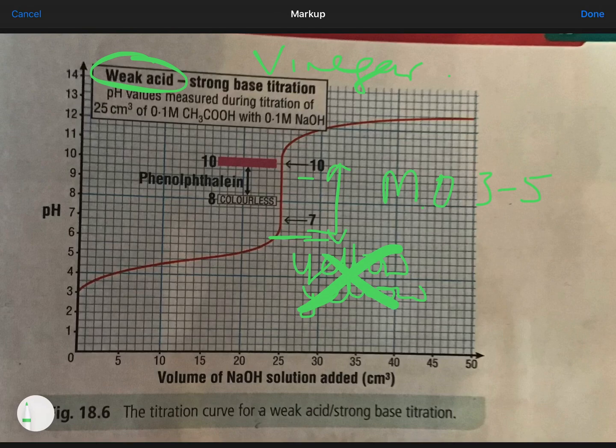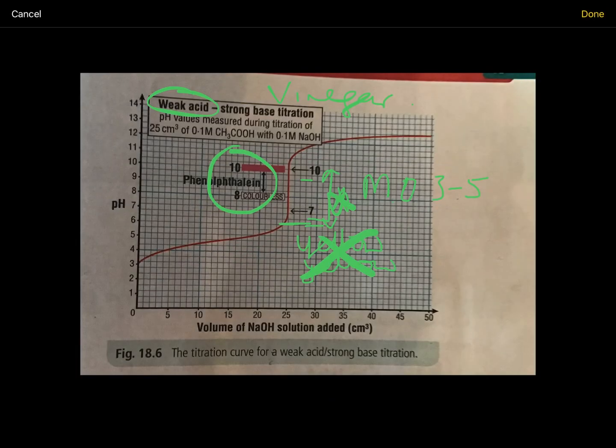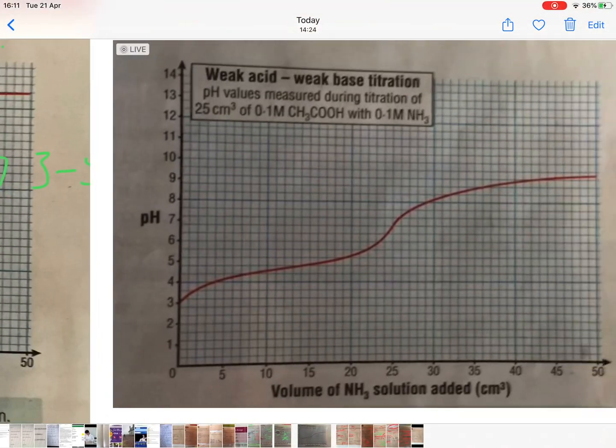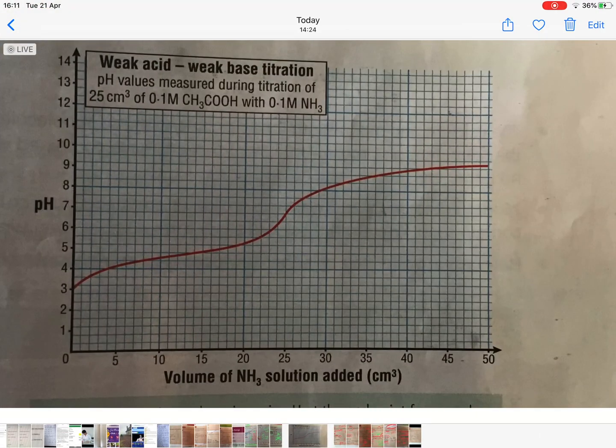So if you want to use an indicator to determine an endpoint, the range of the indicator must lie within that sudden jump, because that sudden jump is where you have neutralization, or that's where you have your endpoint occurring, okay? What indicator can I use in a titration between a weak acid and a weak base? You can't use any indicator. There is no sudden jump here, and if there's no sudden jump, then an indicator isn't suitable for you to be able to determine the endpoint. Okay.